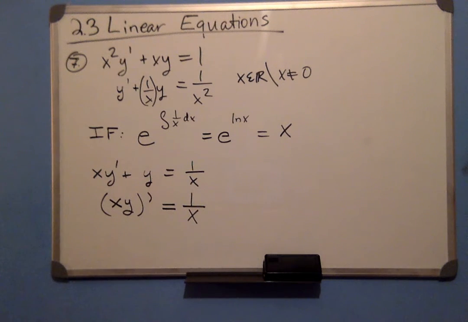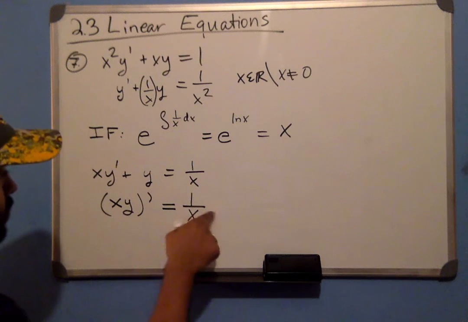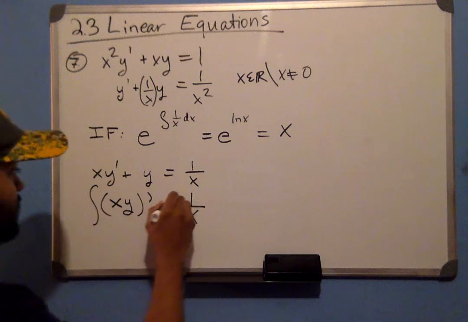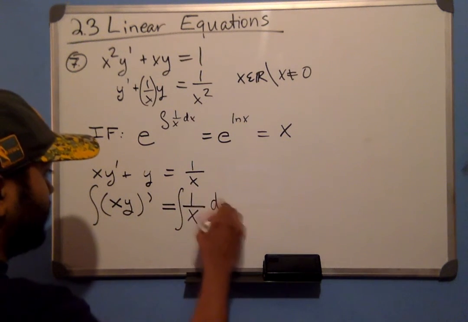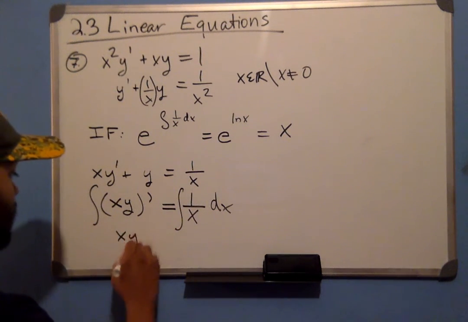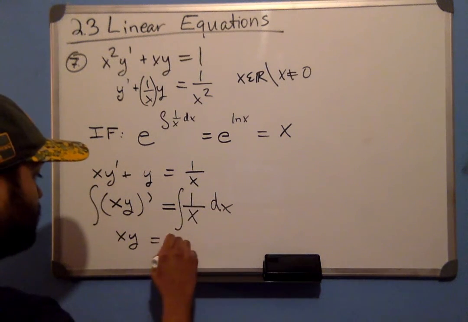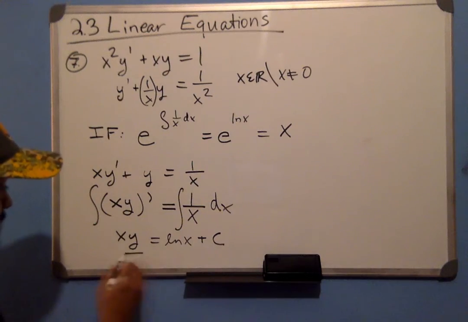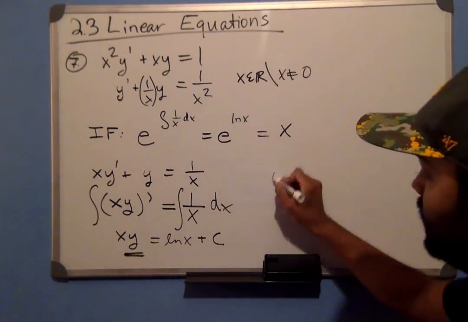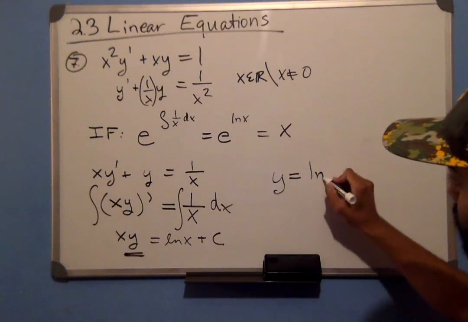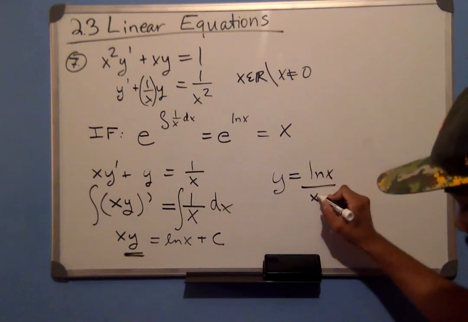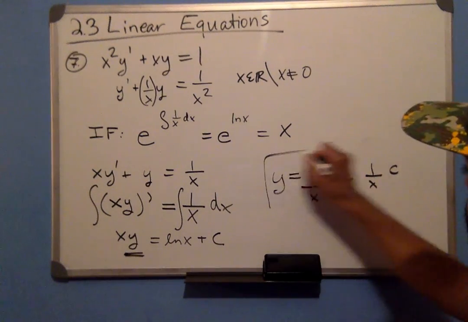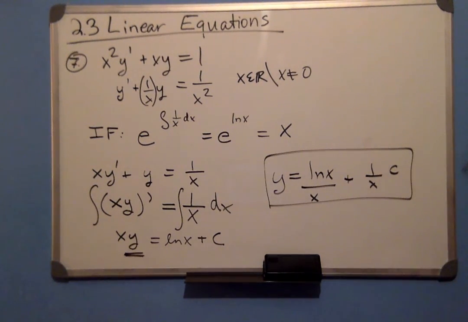From there, I know that I can integrate both sides to remove this derivative sign over here. So let's say I integrate this, and I integrate this with respect to dx. I end up with xy is equal to ln of x plus c. If I want to isolate for y, what I could do is write the following. I could say y is equal to ln of x divided by x plus 1 over x times c. And this becomes my final answer for the integrating factor problem.